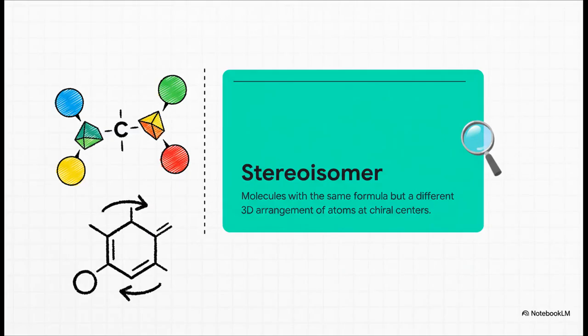So this is the big idea, stereoisomers. It all happens because of something called a chiral center. That's a carbon atom that's attached to four completely different things. And because it is, you can arrange those four things in two different ways that are mirror images of each other, creating two totally distinct molecules, even though they have the exact same chemical formula.